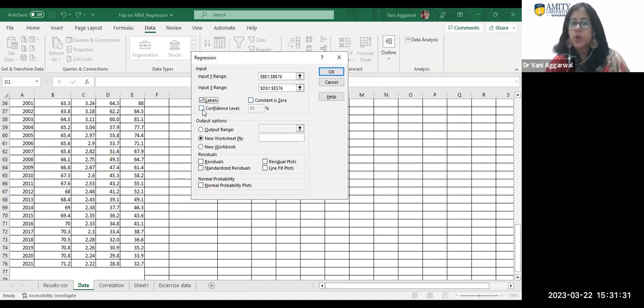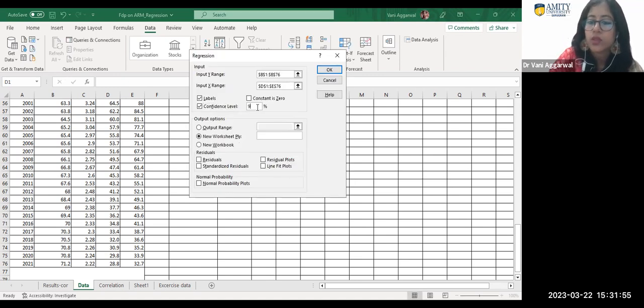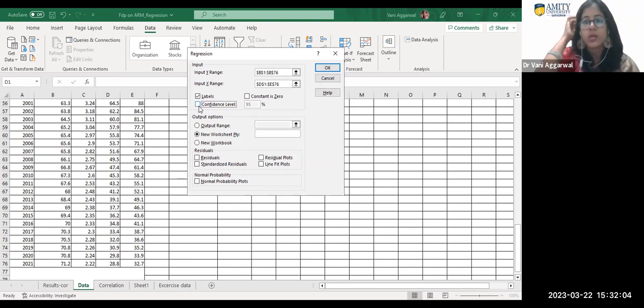Now it is up to you what confidence interval you want to select. A 95% confidence interval is the standard. Confidence interval means how much probability there is that you are getting this. So 95% means there is a 95% chance that this will happen. You can select a 99% confidence interval also, or you can select 90. But I am taking the general one, the standard one, 95%.